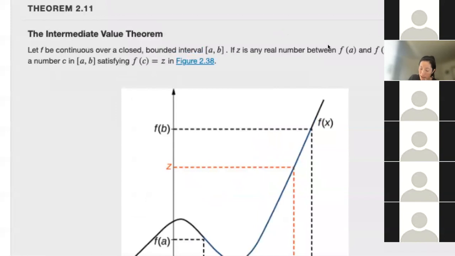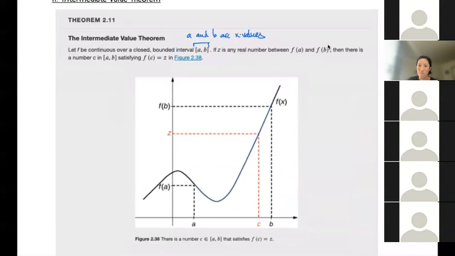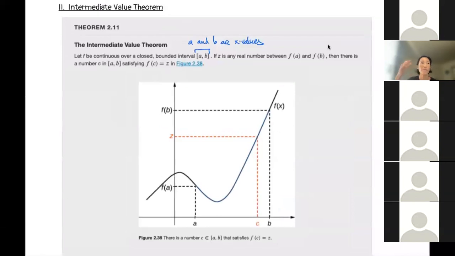In particular, it says in that first sentence that f is continuous over a closed bounded interval a to b. And I just want to be really careful to note here that a and b are x values. Now, some of us might know that based off of notation, but if we didn't know what a to b stood for, how could we tell from the corresponding picture what a and b stand for?